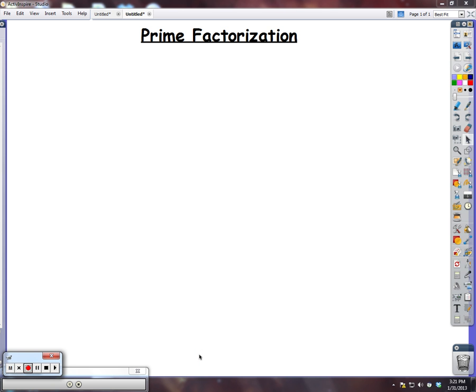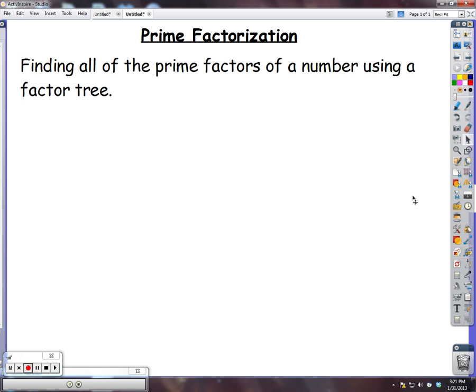In this video, I'm going to show you how to find the prime factorization of a number. We're going to find all of the prime factors of a number using a factor tree. And that basically is what prime factorization is. Let's take the number 20 to find the prime factorization for it.